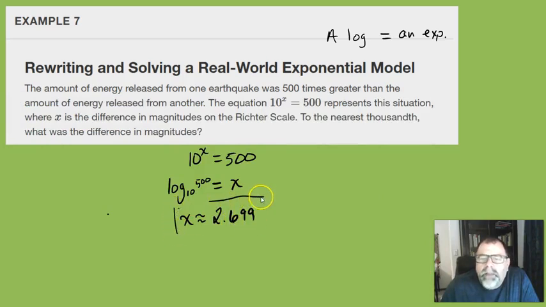Okay, so the magnitude, if the base one was, say, a 5 on the Richter scale, this one would be a 7.699, right? Because it's this much bigger, 500 times greater than the other earthquake.